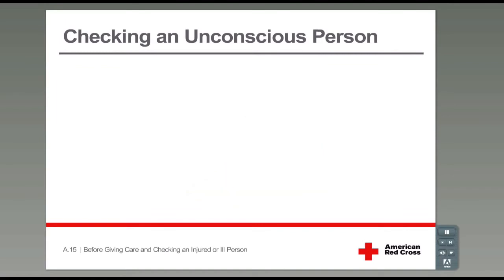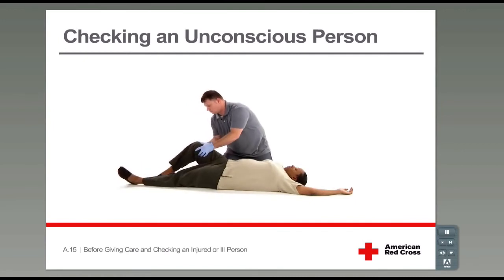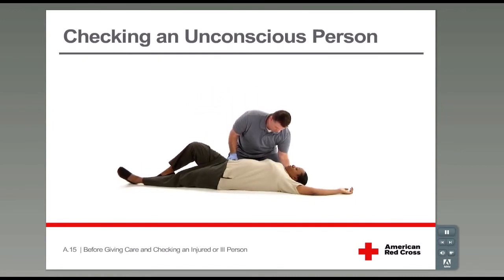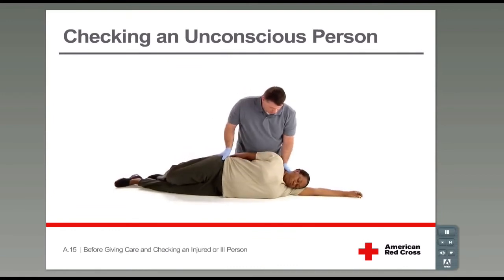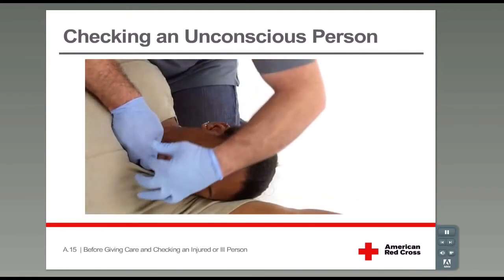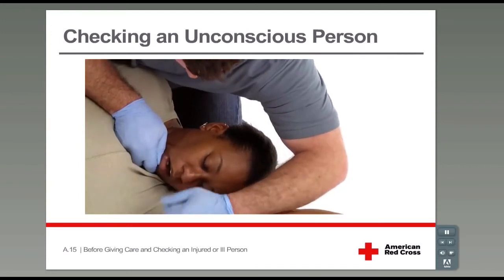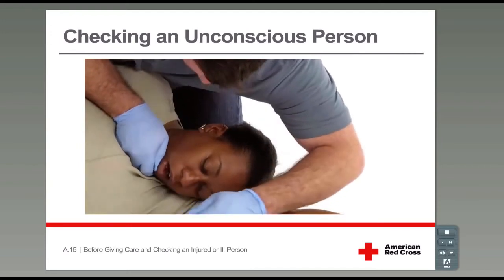If at any time an unconscious person begins vomiting, the airway could become blocked. Roll the person onto one side, and then use a finger to clear out the mouth. Once the mouth is clear, continue to provide care based on the conditions you find.